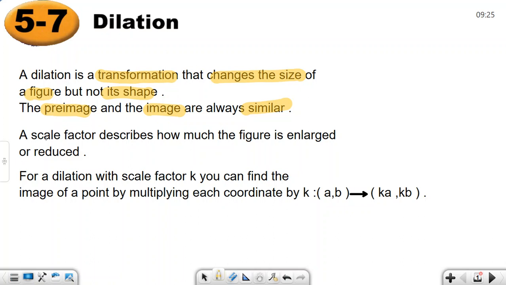When we do a dilation, there will be a scale factor that describes how much the figure is enlarged or reduced. For a dilation with a scale factor of k, you can find the image of a point by multiplying each coordinate. If we have a number k and the pre-image coordinates a, b, the new coordinates will be k times a, k times b. That's the idea. If the scale factor is between 0 and 1, we will reduce the image. If it's greater than 1, we will enlarge the image.